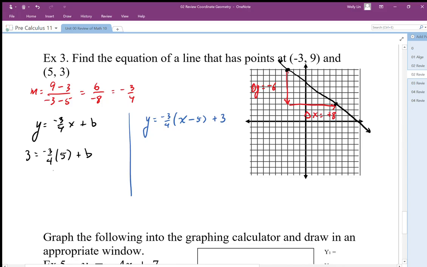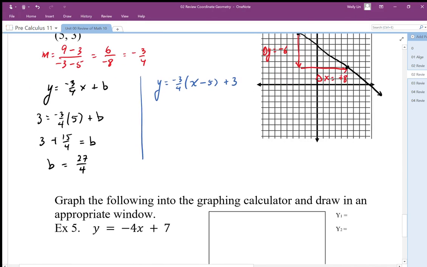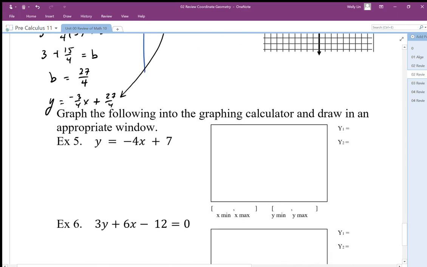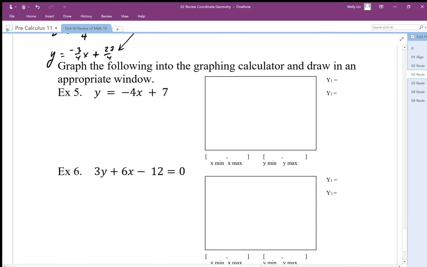So here my unknown b value works out to be 3 plus 15 over 4, which is equal to my b value. Writing this as an improper fraction, I'm going to get 27 over 4. So this equation and y equals -3 over 4x plus 27 over 4, these equations are exactly the same. The blue one is certainly much easier. For these ones here, put them in Desmos and graph these and sketch the graphs of these.